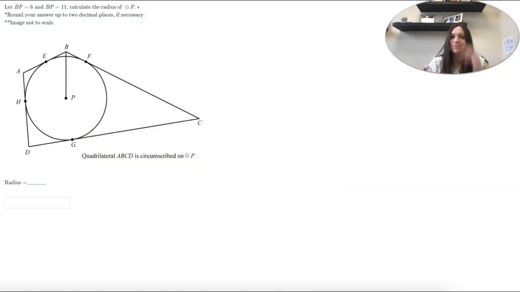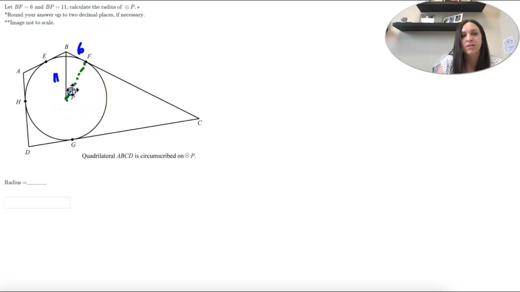This one looks different. Good. Let BF equal 6 and BP equal 11. Calculate the radius of P. Okay, so BP is not the radius. It goes past the circle. But I can make a triangle here.